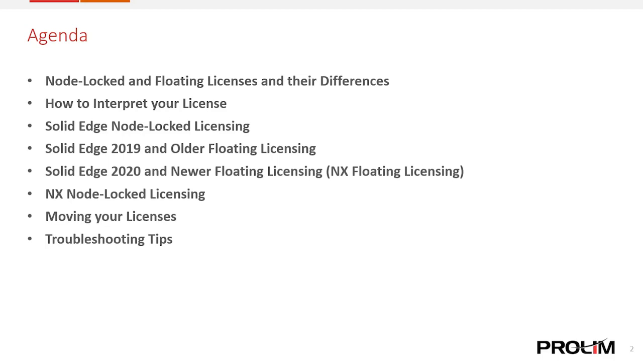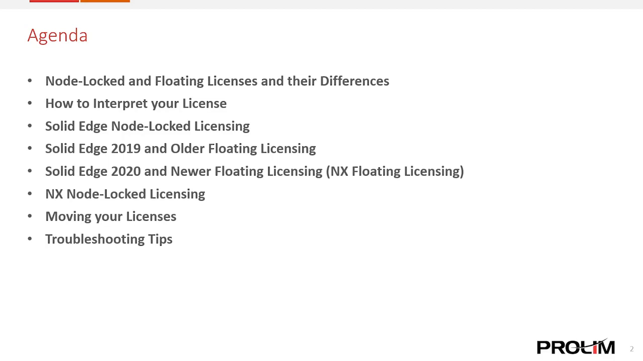We're also going to go through each of the different licensing methods. So we're going to go through Solid Edge node locked, Solid Edge floating, and there was a change between 2019 and 2020, so we're going to go over both variants of those two. And then also Solid Edge 2020 and newer, their floating licensing method uses the same floating licensing method that NX uses. So those are all in the same category, but we'll go through all that. And there are some little deviations between them, but I'll talk about those as well.